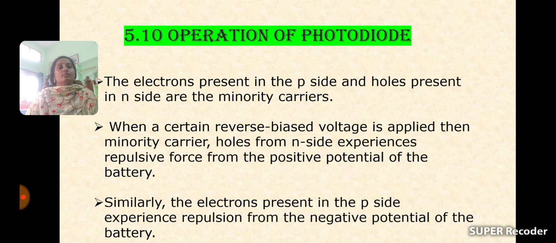The electrons present in the p side and holes present in the n side are the minority charge carriers. When a certain reverse bias voltage is applied, the minority carriers, holes from the n side, experience a repulsive force from the positive potential of the battery. Similarly, the electrons present in the p side experience a repulsion force from the negative potential of the battery.